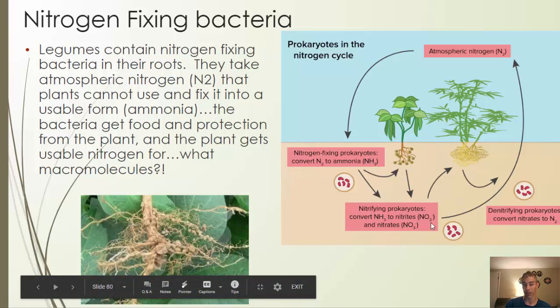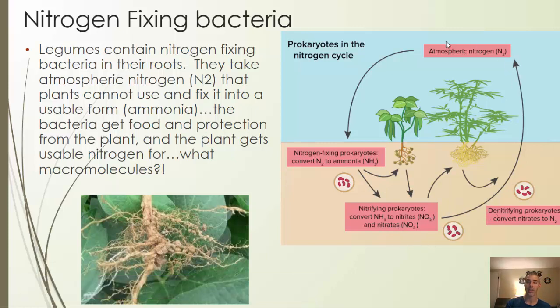They take ammonia and turn it into nitrates and nitrites. But then there's denitrifying prokaryotes which turn it back into nitrogen. It shows how this nitrogen kind of gets cycled.